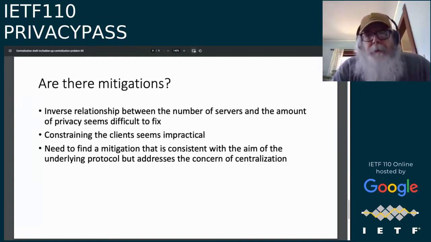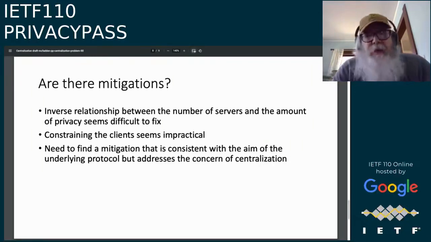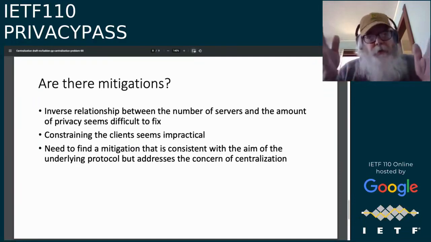The problem is, in the end, that the mitigations in the architecture document don't seem to be mitigations at all. If we limit the ecosystem to a very small number of servers, we have consolidated control of the issuing into a very small group of operators of those servers, right? And then constraining the clients as an alternative doesn't seem to be a solution either. And so what's needed is a mitigation that's consistent with the goals of the underlying protocol, the privacy goals of the underlying protocol, but also addresses the issue of centralization. Next slide, please.